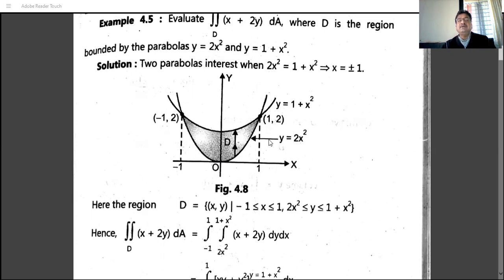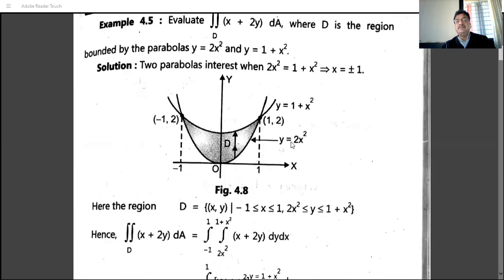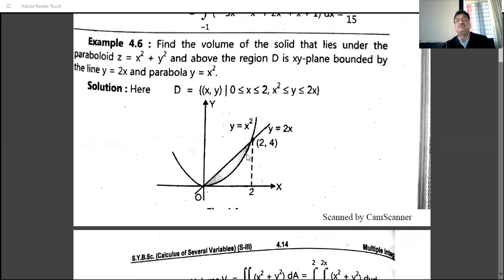Like the equation of a straight line. What is the equation of a straight line? Y is equal to 2x is the equation of a straight line, and this line passes through 0, 0 because there is no constant term. But if there is a constant term, then the line does not pass through 0, 0.